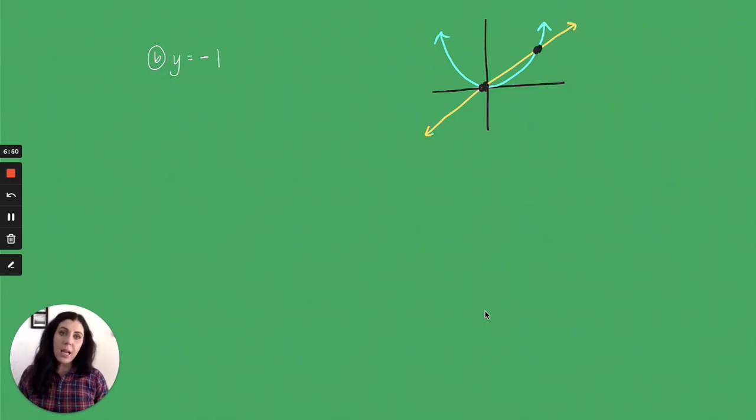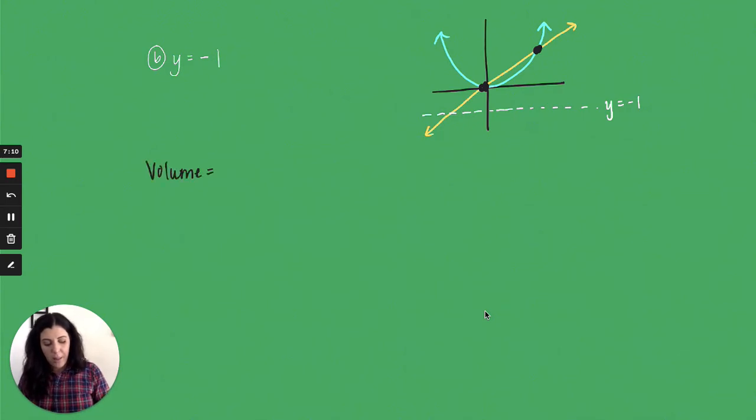Okay, but this time we're rotating it about the line y equals -1. On the last one we rotated about the x-axis. This time we're rotating about the line y equals -1. So my graph's not perfectly to scale, doesn't really matter. This is now the line y equals -1. That's the thing we're rotating it about. We're going to set up the bones of our equation just like we did on the last one. So we have volume is equal to pi times the integral of something squared minus something squared.